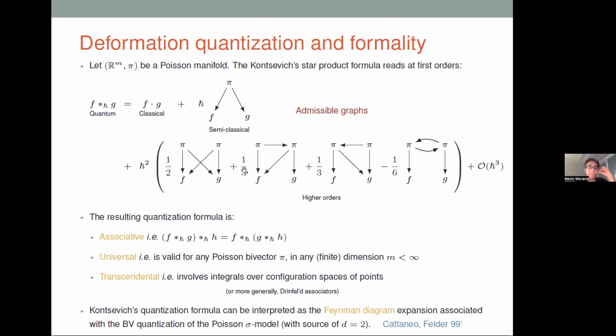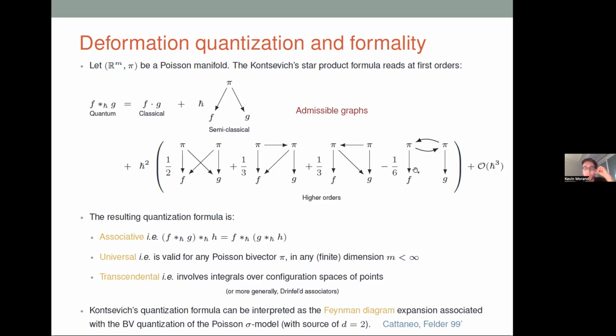And this formula can be checked to be associative, but non-commutative. So we retain the associativity, but we relax the commutativity of the classical product. This is universal, which means since it is written in terms of graphs, then it is valid for any Poisson vector. And it's also valid in any finite dimension.